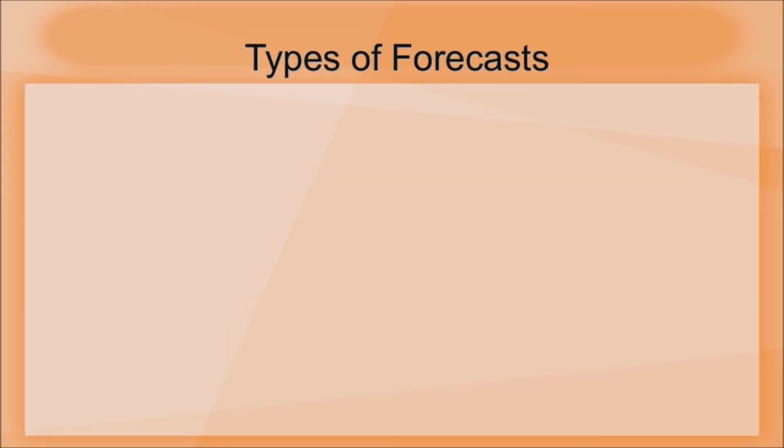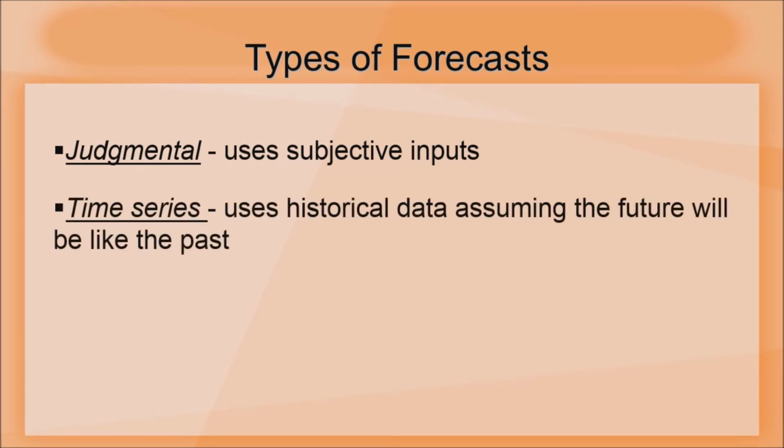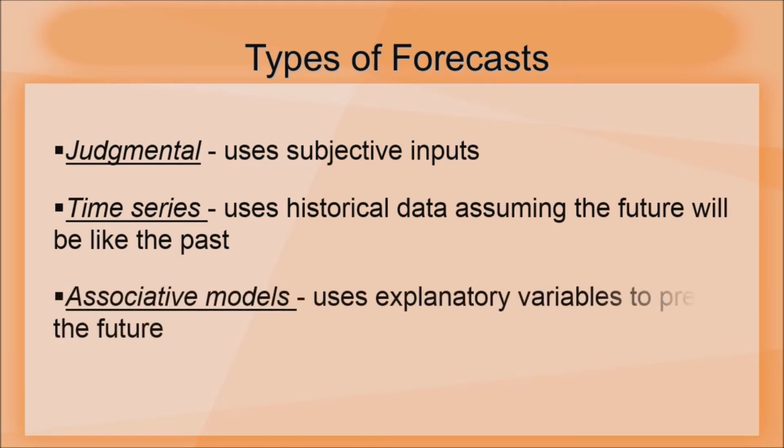Types of forecasts. Judgmental, uses subjective inputs. Time series, uses historical data assuming the future will be like the past. Associative models, uses explanatory variables to predict the future.